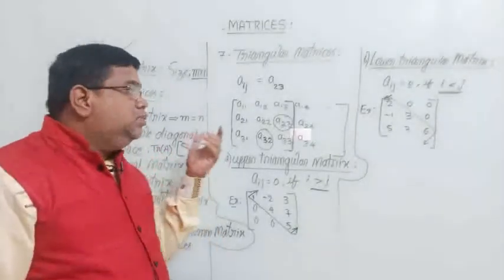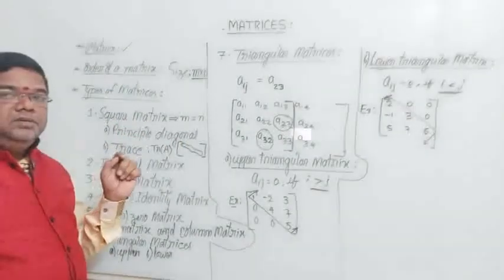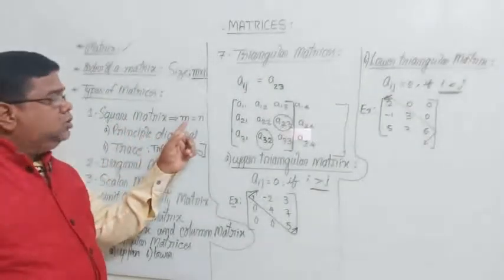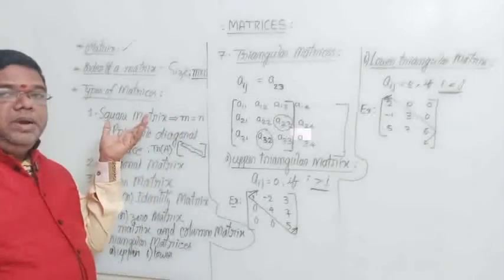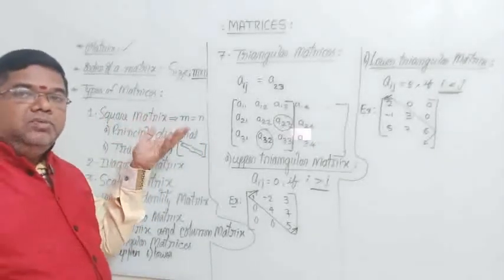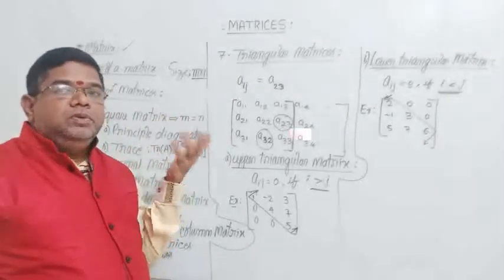Next is types of matrices. Under types of matrices, the first one is the square matrix. Square means the number of rows equals the number of columns, so m equals n. It is called a square matrix of order 2, order 3, order 4. Order 2 means 2 by 2, order 3 means 3 by 3, order 4 means 4 by 4.